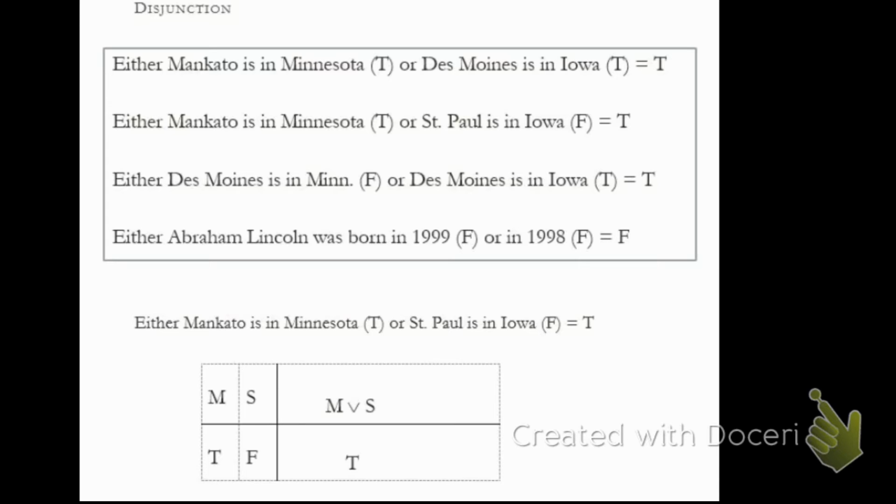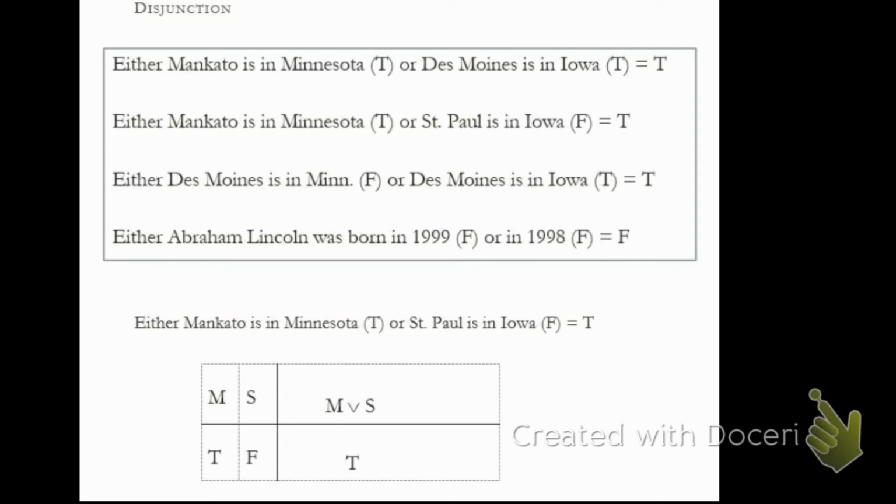And when we represent or claims in a truth table, we're going to be using the inclusive or, and we'll be able to represent the exclusive or with a longer, more complicated truth table. So an or claim is saying there's either one thing that's true or this other thing that's true, or both of them are true. So look at our first statement here. Either Mankato is in Minnesota or Des Moines is in Iowa. Both parts are true. Mankato is in Minnesota, Des Moines is in Iowa.